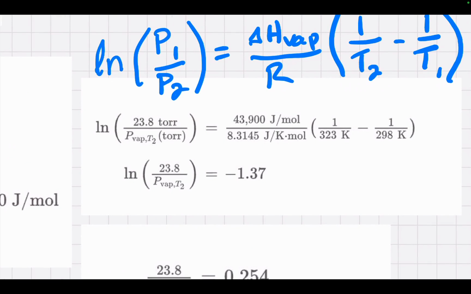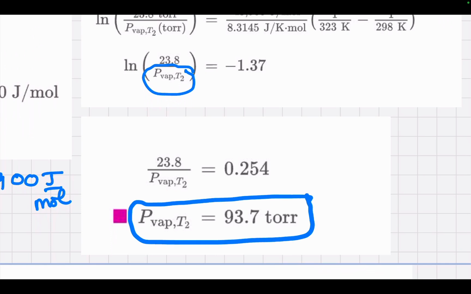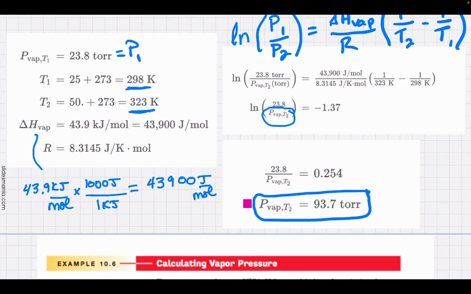And we can essentially take the natural log of 23.8 over the unknown pressure 2, and we know it's going to be equal to negative 1.37. So what we can do is do the inverse natural log and calculate that pressure. So if you have questions on that calculation, just keep watching. The next one, I'm going to show you how to do that.